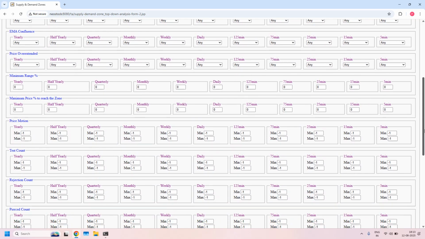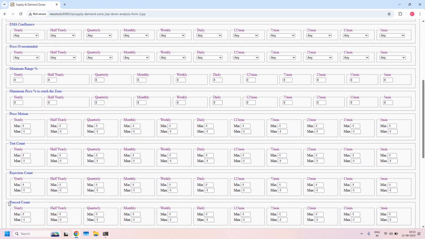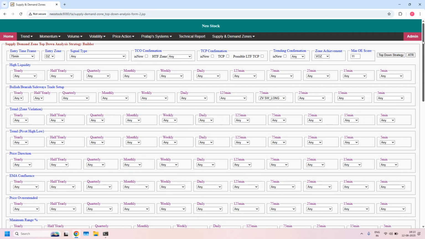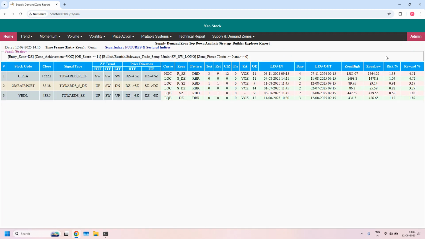So in the pierced count parameter, at entry time frame 75 minutes, I am setting minimum value 0, maximum value 0. With this, all the three filters are applied to 75 minutes demand zone. Now we got three stocks. These three stocks are supporting sideways long trade setup for weekly income trade. For weekly income trade, entry time frame is 75 minutes demand zone. We got three zones.